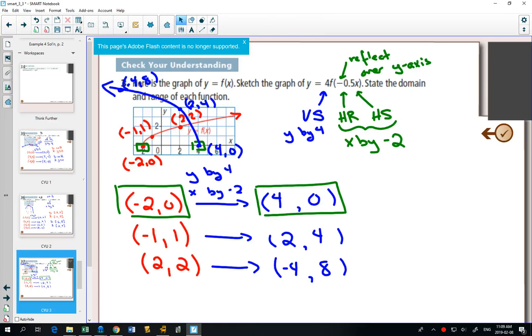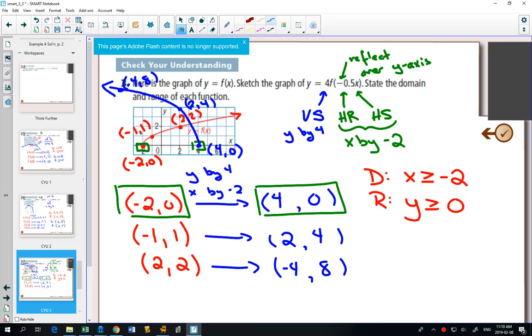State the domain and range of each one. So for our original domain, it was x is bigger than or equal to -2, and our original range was y is bigger than or equal to 0. And now on our blue graph, x is less than or equal to 4.